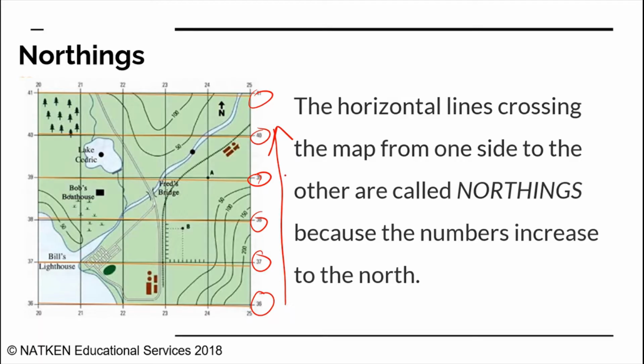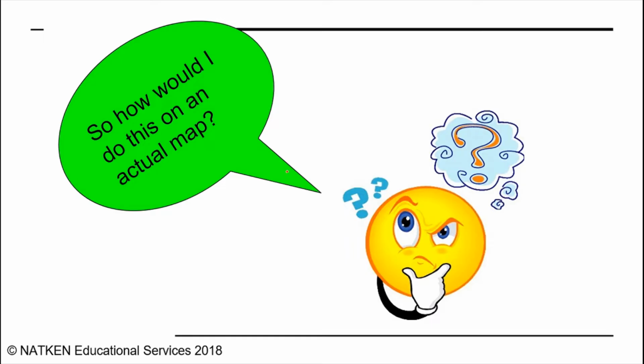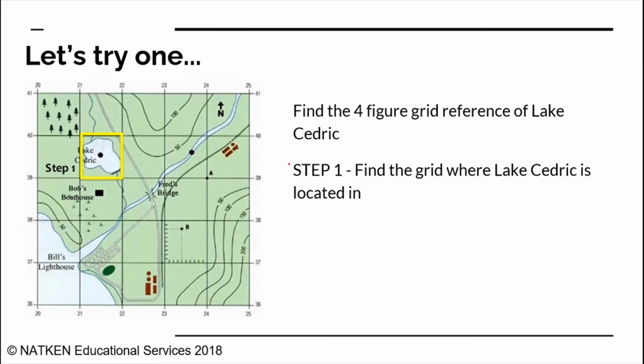Now, how exactly does that work when we are doing 4 or 6 figure grid reference? And how exactly would you do that on a map? For that question, here is your answer. This question asks us to find the 4 figure grid reference of Lake Cedric. So the first thing that you're going to do, which is your step 1, is find the grid where Lake Cedric is located. From looking at the map here, we can see that Lake Cedric is right here within this yellow box.